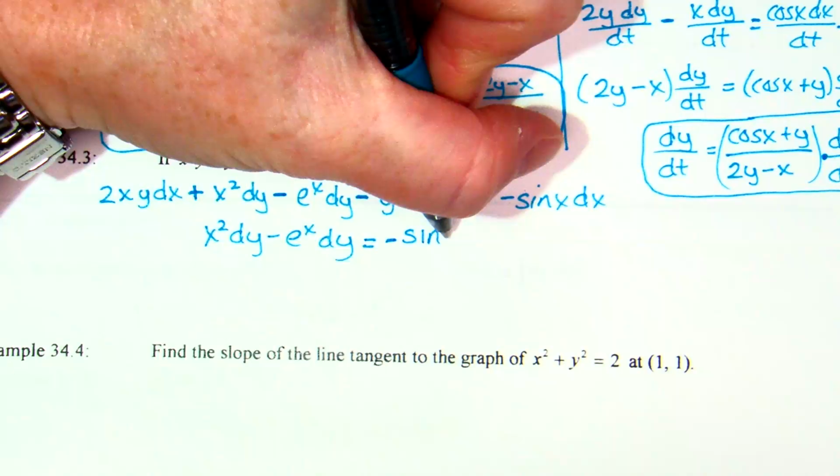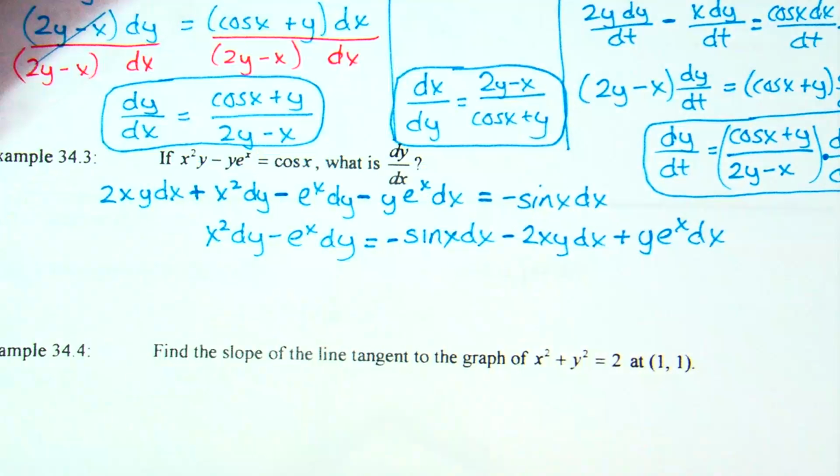I'm going to subtract my other x terms over. So I'm going to subtract over 2xy dx. And I had a minus term, so I'm going to add over y e to the x dx. Does that make sense? I kind of did it all in my head. I didn't show, but it seemed like a lot of extra work to show all those adding and subtracting movements.